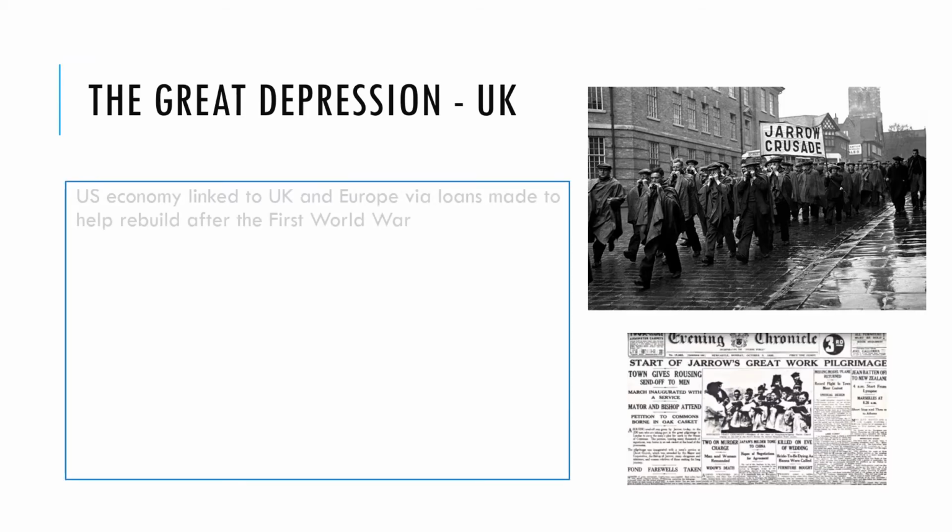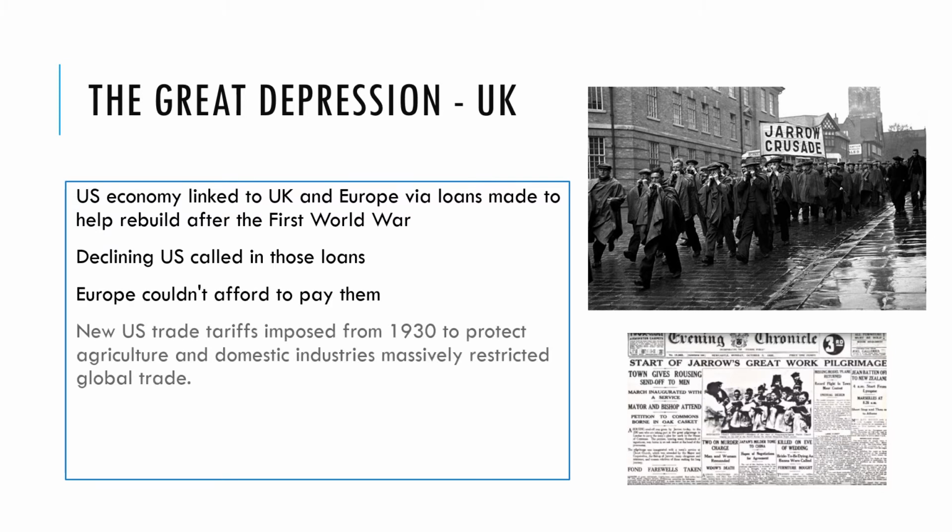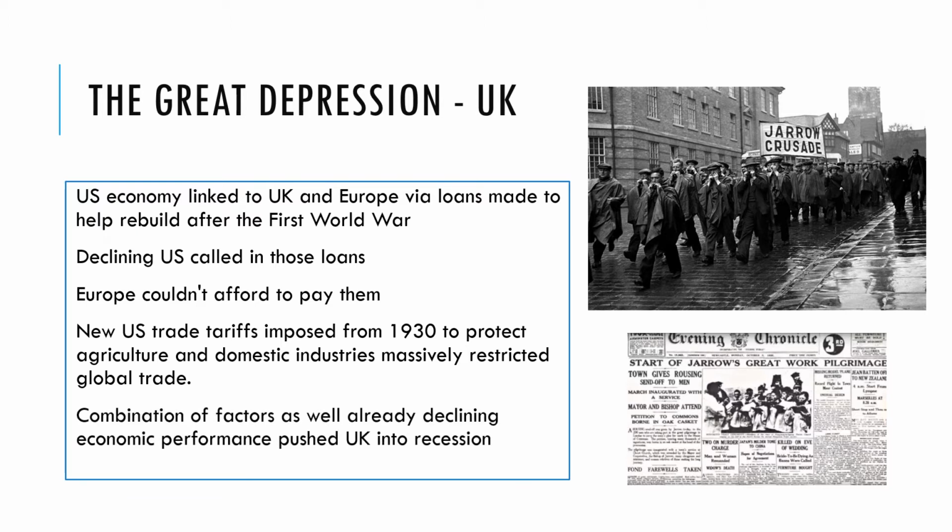In the UK, what was happening? Well, the UK was quite closely linked to the US economy because the US had made lots of loans to Europe and the UK to help rebuild after the First World War. As the UK economy declined, the US called in those loans and the UK struggled to pay them. Also, the US had introduced tariffs in the 1930s to protect their own industries, which restricted global trade. A combination of these factors, as well as the already declining economic performance in the UK, pushed the UK into recession.